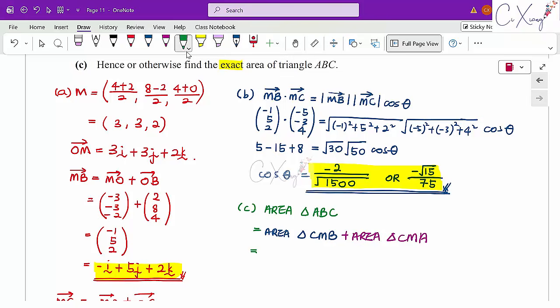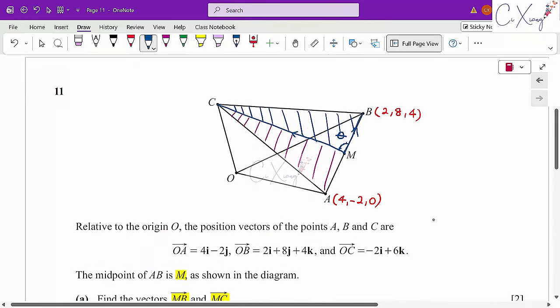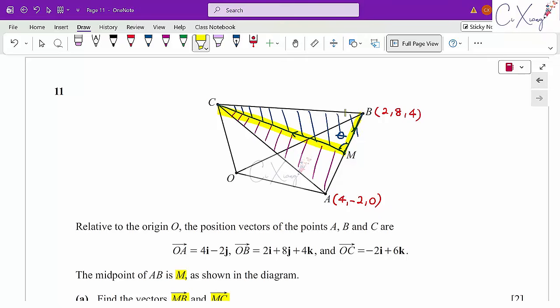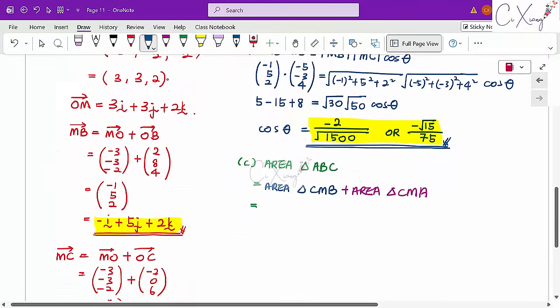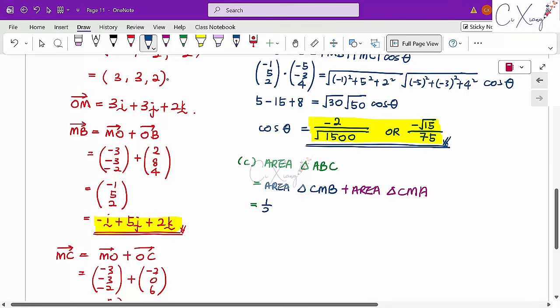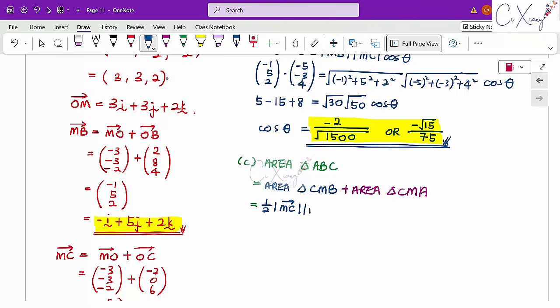And now, how can I get the area of the triangle CMB? I want to use the formula that involves sine theta, so half AB sine theta. Okay, so I hope that you can see clearly. What I have here is half AB sine theta, where AB means the length of MC and the length of MB. Then I'm having sine theta.